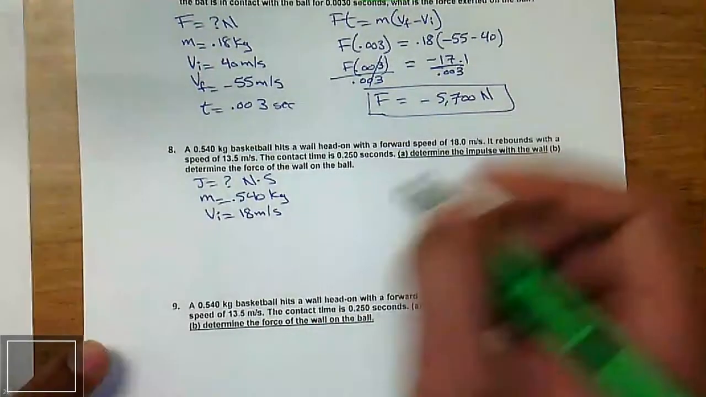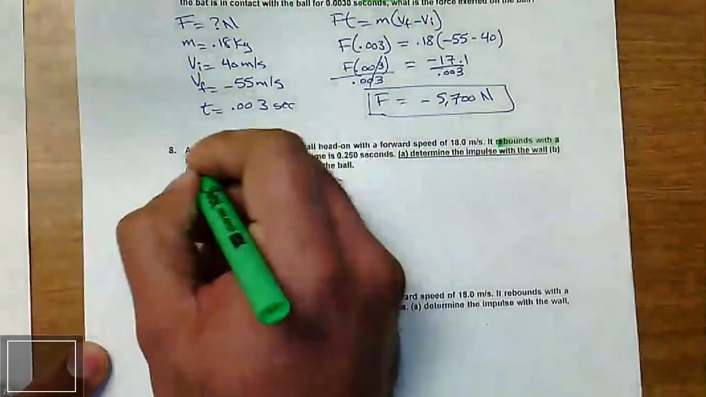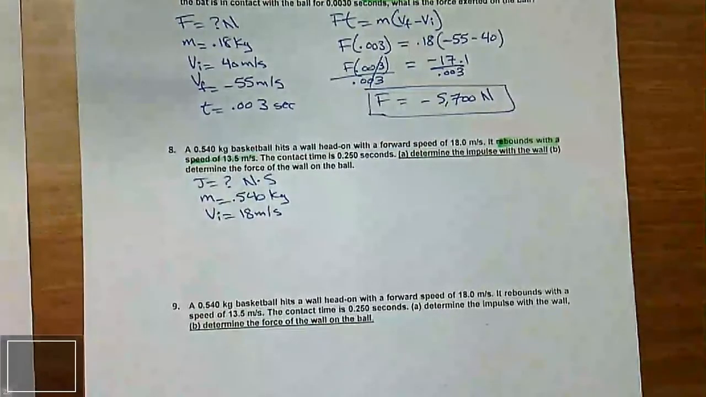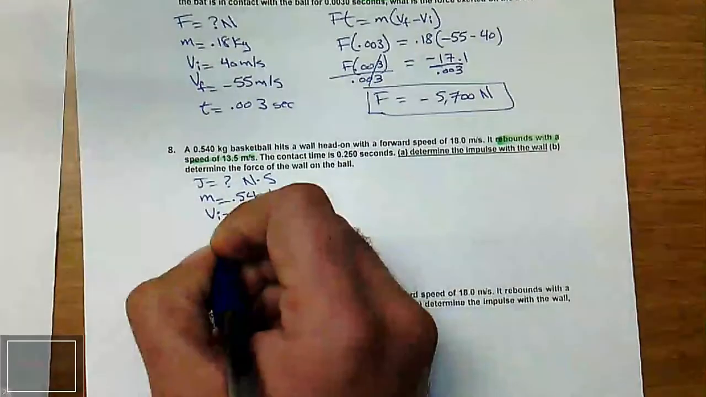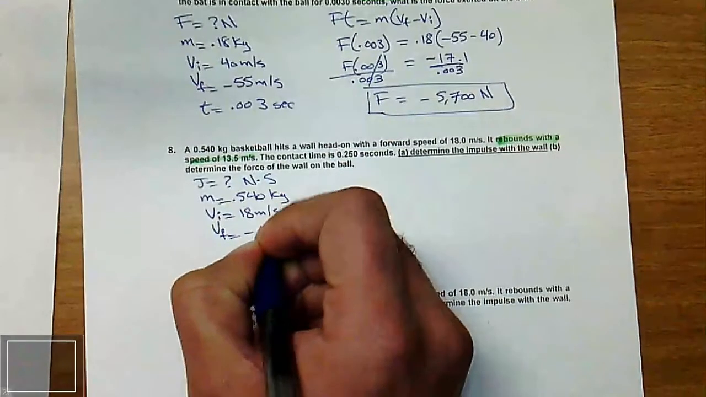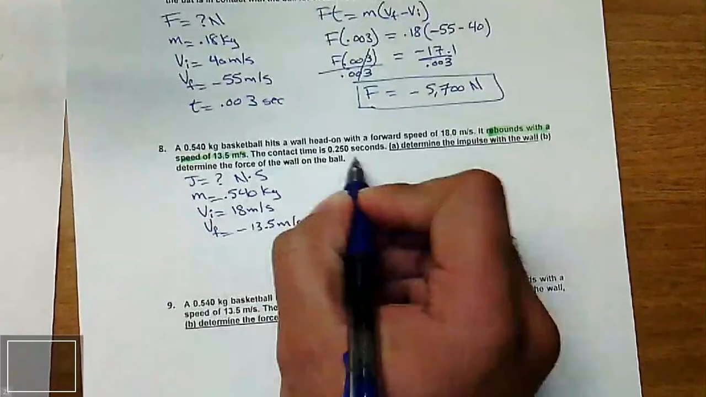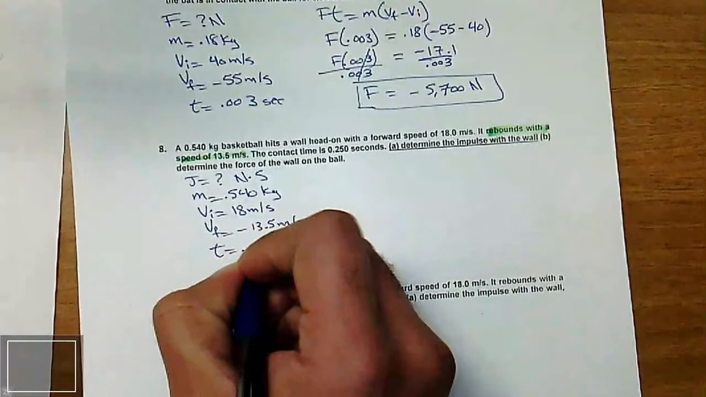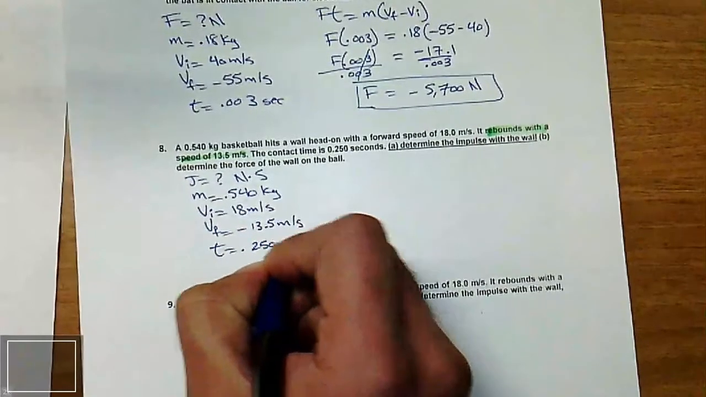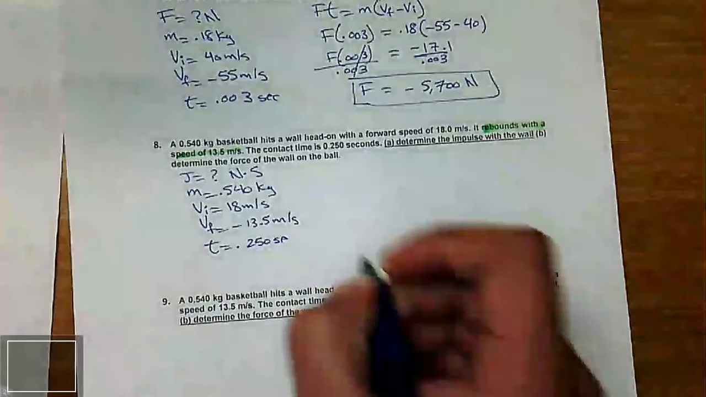So it hits the wall, comes back. So it rebounds with a speed of 13.5, which makes it a negative value. So our Vf is equal to negative 13.5 meters per second. And our time of contact, t, is equal to 0.250 seconds, or you could just say 0.25 seconds.